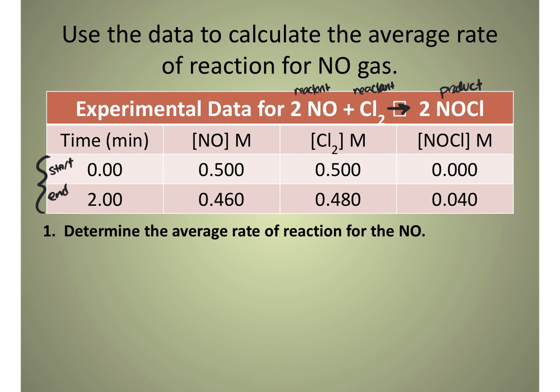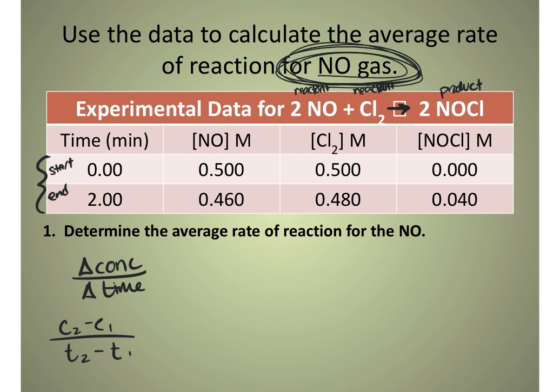So we remember that the equation for defining rate and figuring out the average rate of something is the change in concentration over the change in time. And that's going to be C2 minus C1 over T2 minus T1. In this case, we're trying to figure out the reaction rate for NO gas, so we're only caring about this information that's in this highlighted yellow box and the time that we're working with. I don't really care about the chlorine or the NOCl, only the NO.